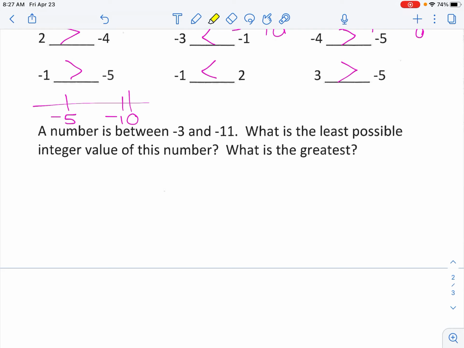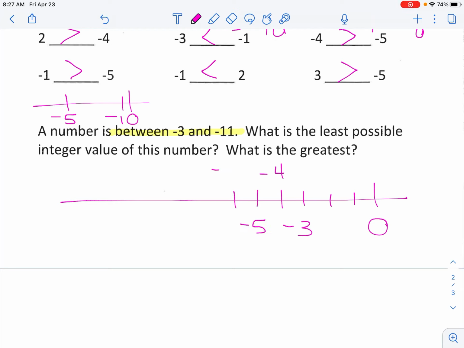A number is between -3 and -11. What is the least possible integer value of this number? And what is the greatest? Always draw yourself a number line. Okay, so if it's -3 to -11, I'm going to put 0 way down here to the right. -1, -2, -3, -4, -5, -6, -7, -8, -9, -10, and -11.